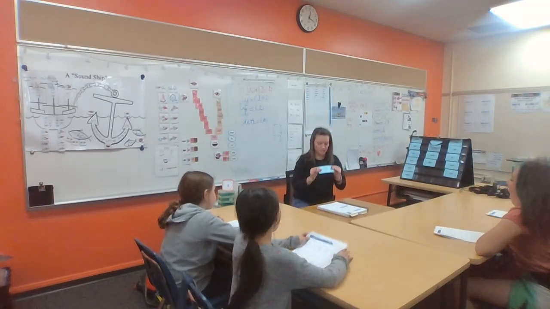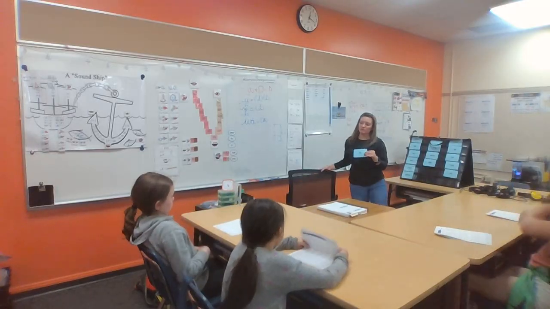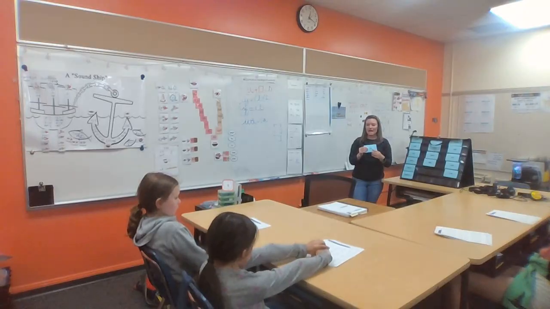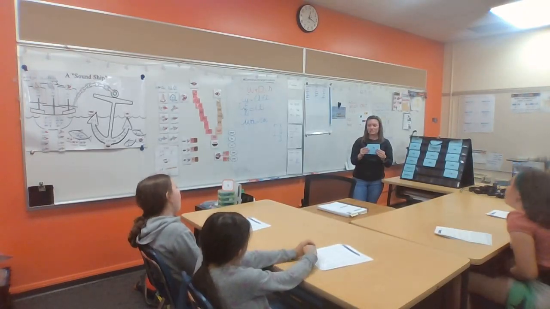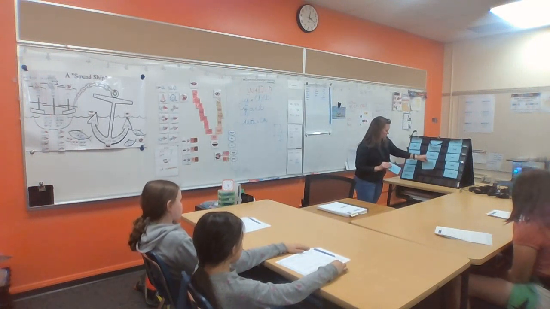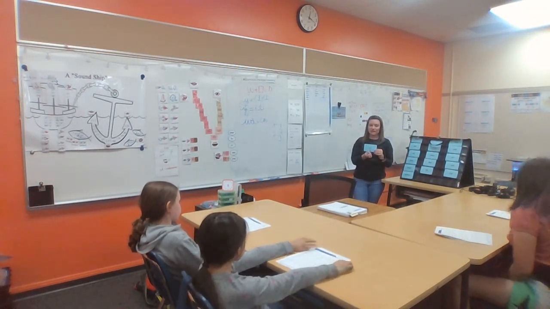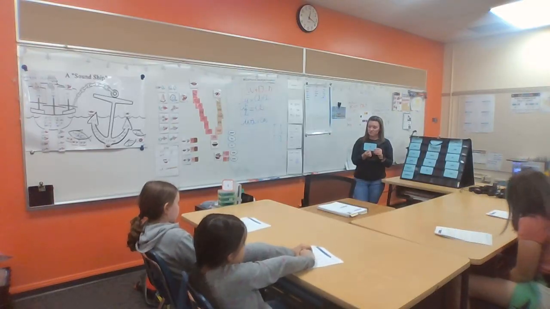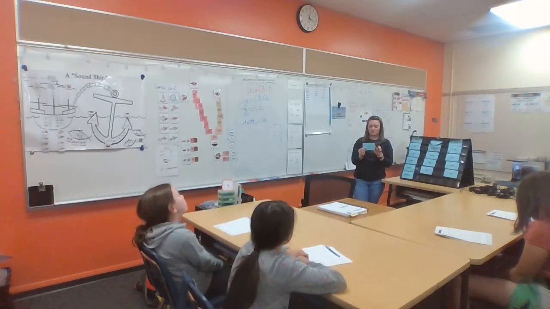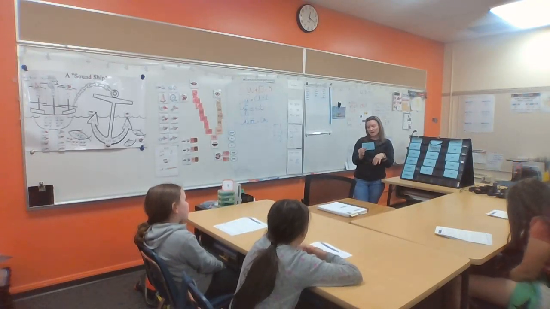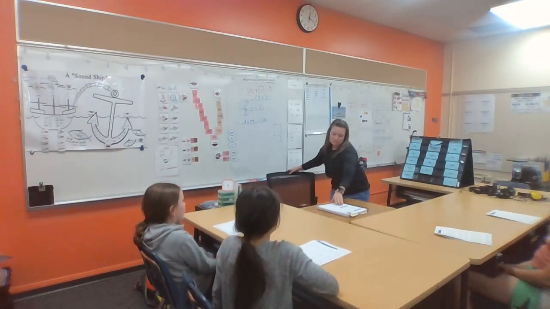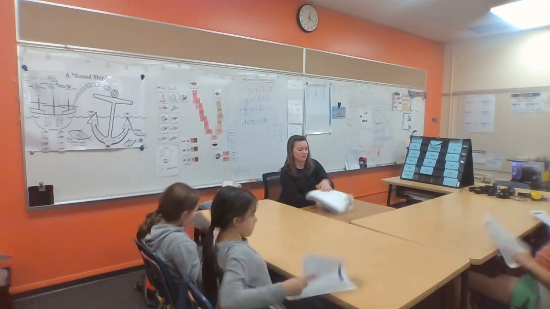Now we know when we see ly at the end of a base word, it is our consonant suffix. We read it as lee, and it means like, how, or when. When we see y at the end of our base word, this is our vowel suffix, and we read it as E. It means marked by, have, or with. Put our papers away.